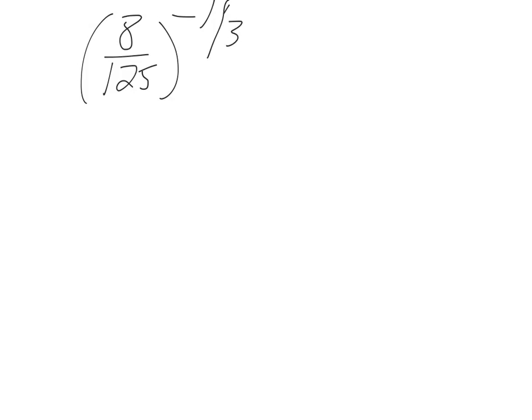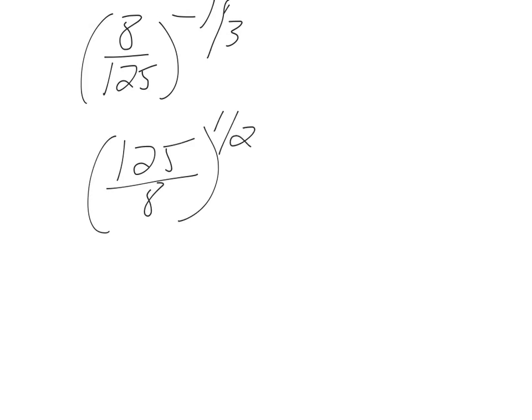Alright, let's try one more of those. So you have 8 over 125 to the negative 1/3 power. Sorry about that. And then we're just going to flip that, so we'd have 125 over 8 to the third power.